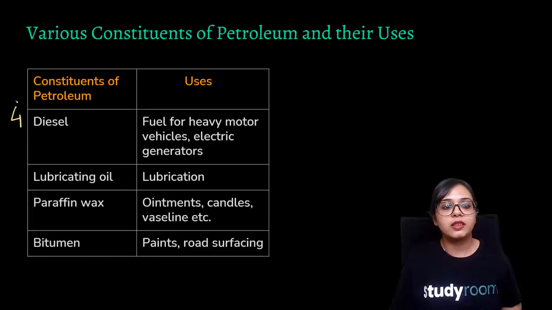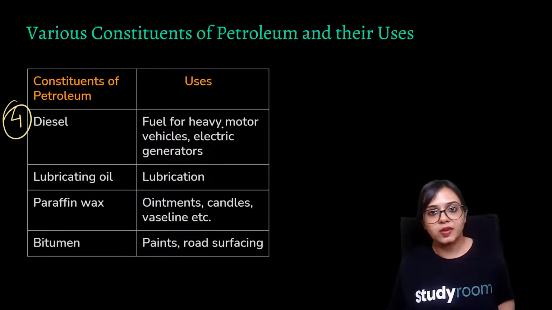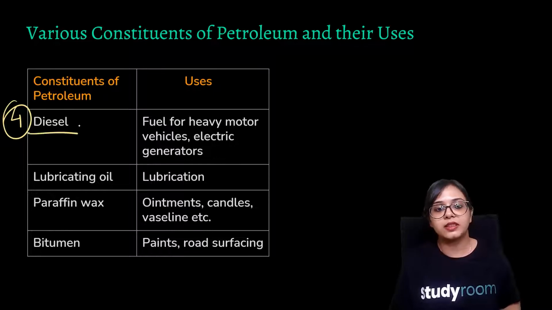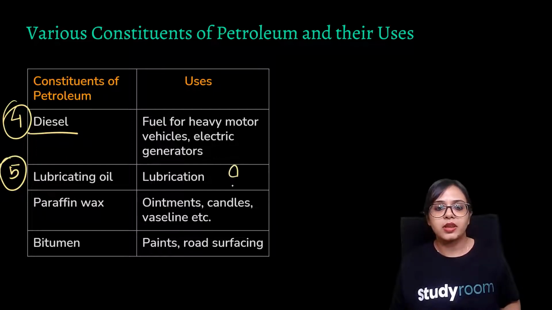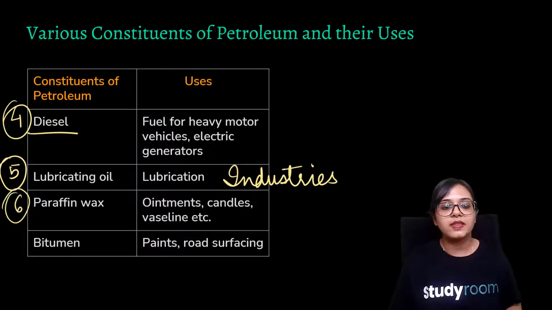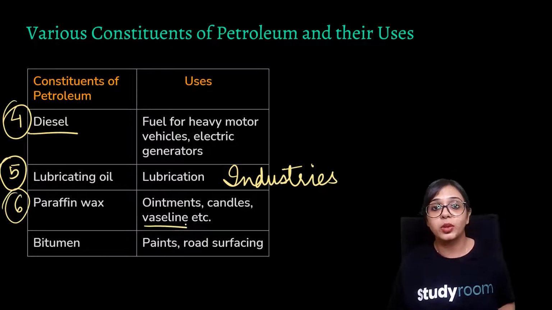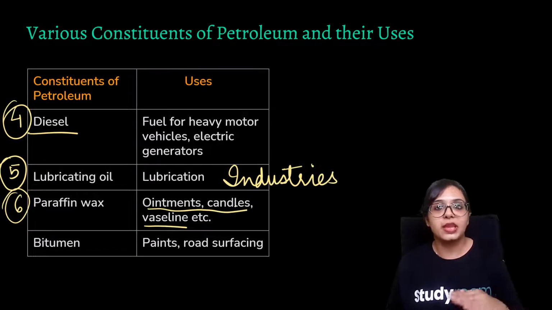Then you have diesel. Next to petrol, you have diesel. It's a fuel for heavy motor vehicles, mainly trucks and lorries, which use diesel instead of petrol, and also for electrical generators. Then some lubricating oils, which have industrial purposes and are used for lubrication. And then you have paraffin wax, out of which your Vaseline, that petroleum jelly, is formed, and it is also used as a base.